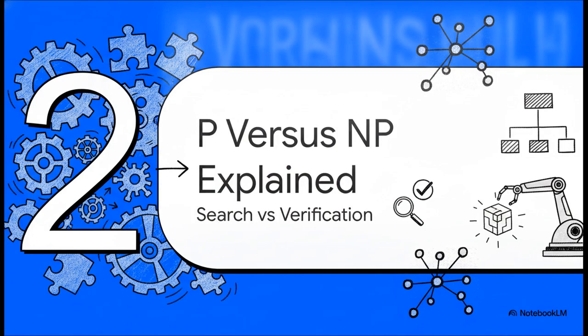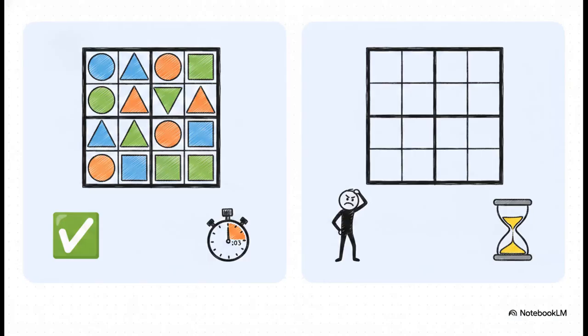Let's break that down a bit more in Section 2, P versus NP explained, search versus verification. Think about an everyday Sudoku puzzle. If someone hands you a fully completed grid, checking to see if it's right, just making sure no numbers repeat in any row, column, or box, that takes what? A few seconds? That's verification.